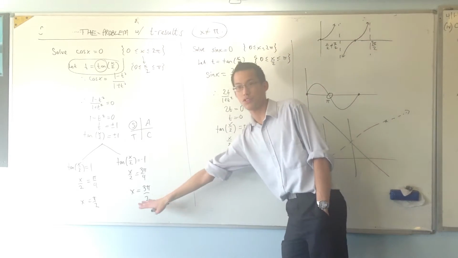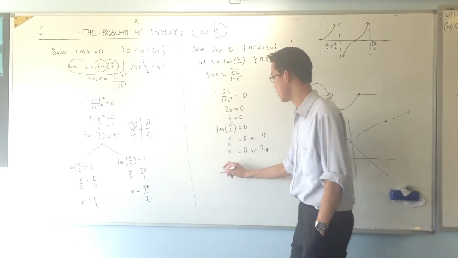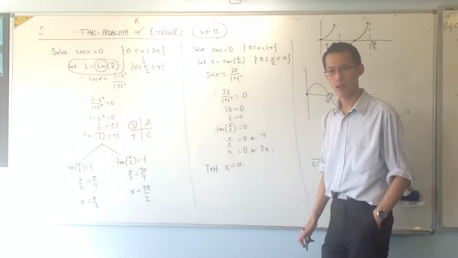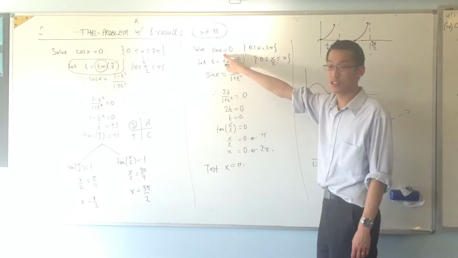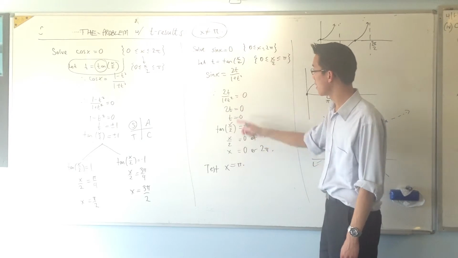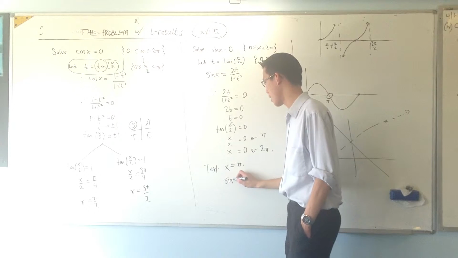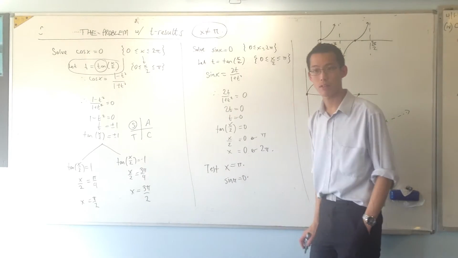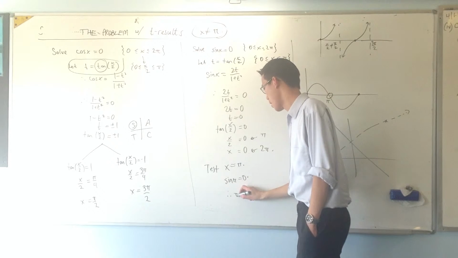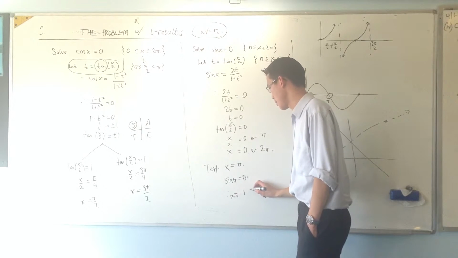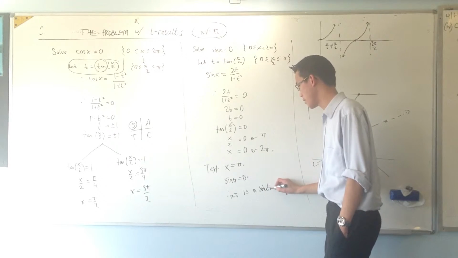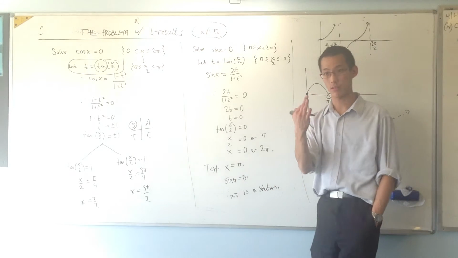Whatever you do, once you get to the end, you must test x equals pi. What does that mean? You go back to your original equation and you sub pi in. You see what happens. So in this case, you get sine of pi, that equals 0, which satisfies the equation you started with. So you say, therefore, x equals pi is one of the solutions. So you add it in with the other two that you got, and you get 3 solutions.